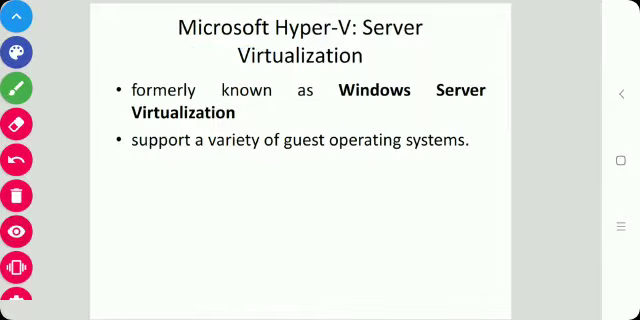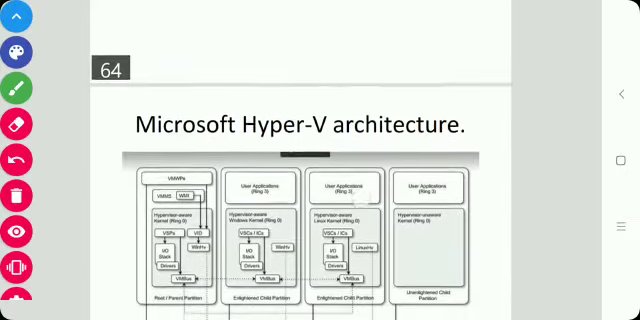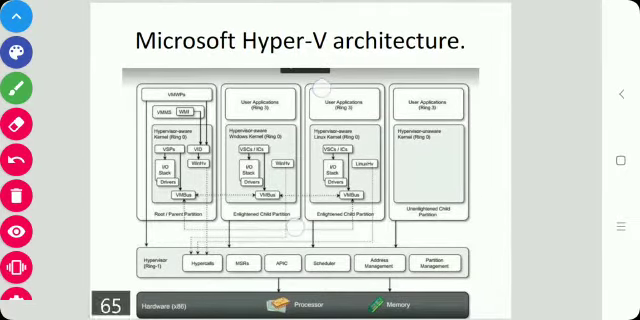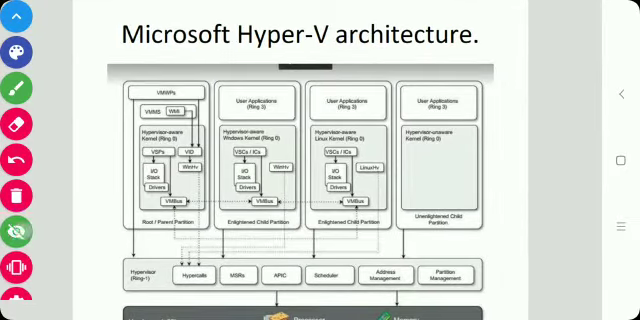The architecture of Microsoft Hyper-V is this. Hyper-V supports multiple and concurrent execution of the guest operating system by means of partitions. A partition is a completely isolated environment in which an operating system is installed and run. The figure shows the overview of the architecture of Hyper-V.